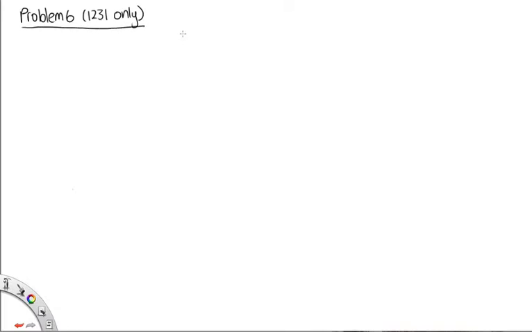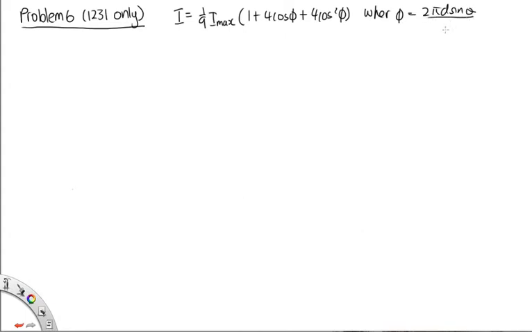In this problem, we're asked to prove the expression I is equal to 1/9 I max times (1 plus 4 cos phi plus 4 cos squared phi), where phi is equal to 2 pi d sine theta over lambda, for the intensity pattern for a 3-slit grating.